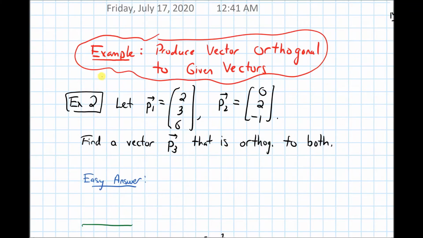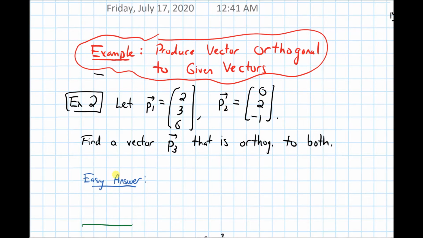In this video, we're going to look at an example where we're given two vectors and we're asked to produce a vector that is orthogonal to them. So here's the example. We have these vectors p1 and p2, and we want to find a vector p3 that is orthogonal to both of them, to both p1 and to p2.